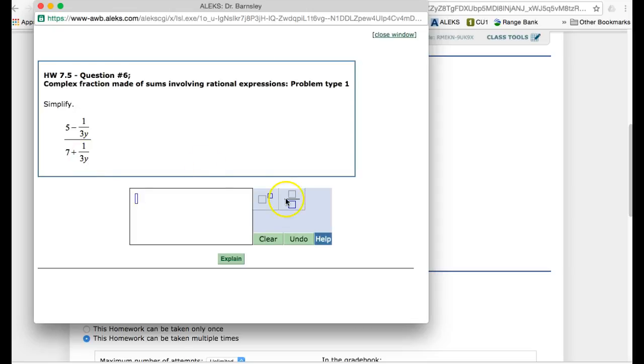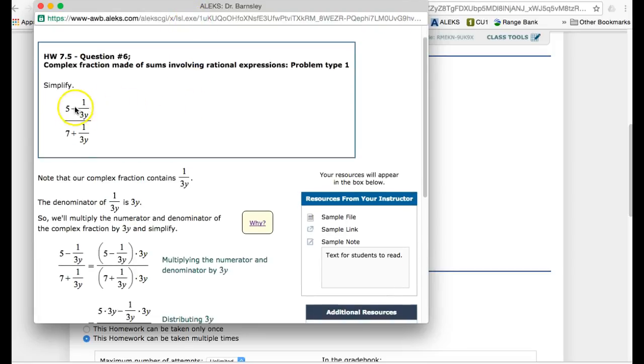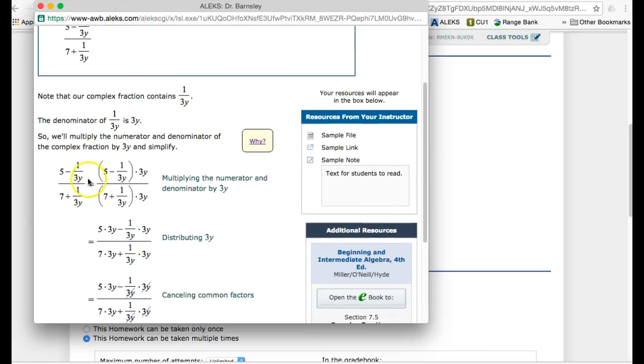So what we're going to do is look at the explanation given in ALEKS. Okay, these 4 fractions, ALEKS I don't think does a good job of telling you there are 4 fractions here. Actually there's a denominator of 1, a 3y denominator, a 7 over 1, and then another 3y. So what we're doing right here, this is 3y over 3y. That's just the number 1.